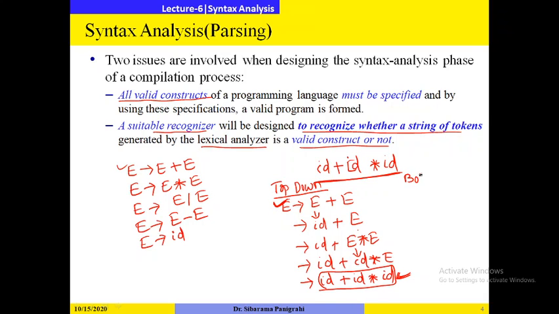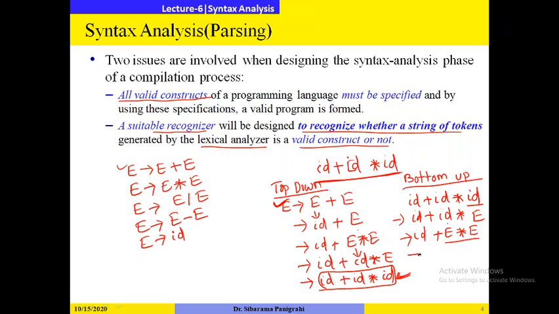In bottom-up parsing, you will try to reduce the target string. So you will start from here, id plus id star id. First, I will reduce it: instead of this id, I will replace it with e. So I get id plus id star e. Now in place of this id, I will replace it with e, so e star e plus id. Now in place of this e star e, I will represent e. So id plus e. Here you see, I am trying to reduce the target string to the starting symbol of the language. So I will reduce this id to e. So e plus e. Now from e plus e, I can reduce it to e.